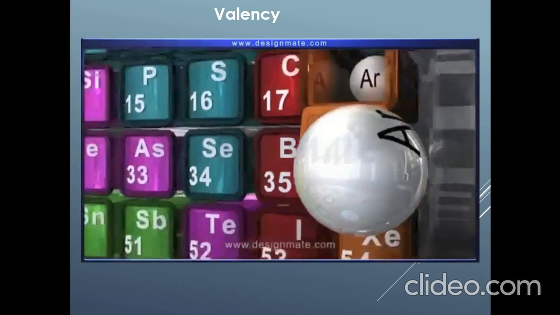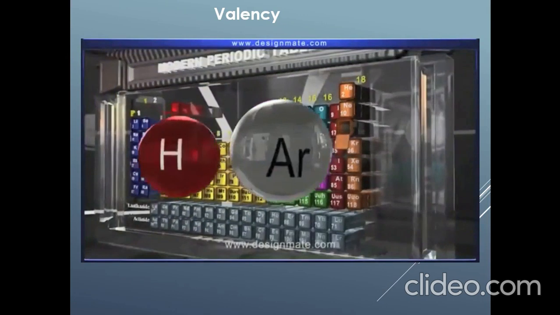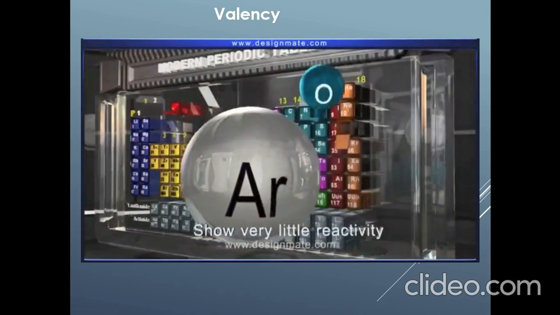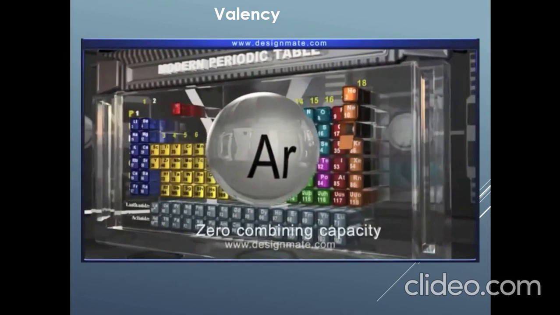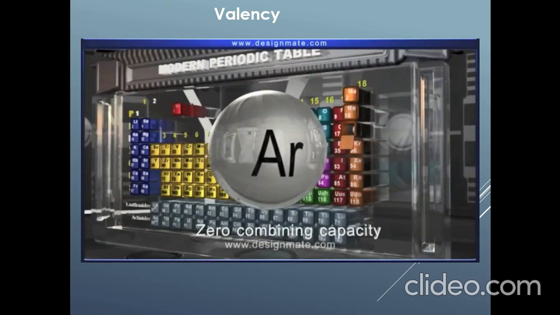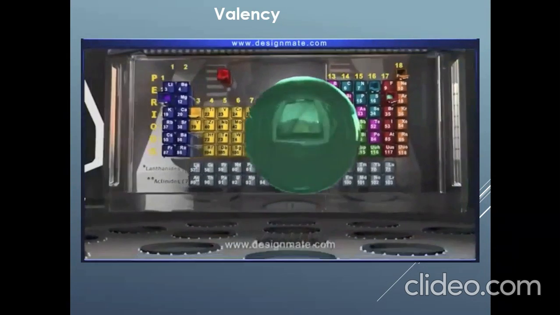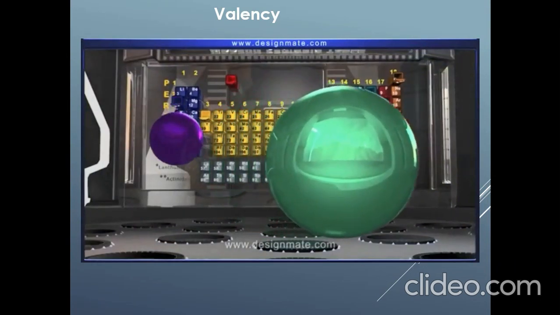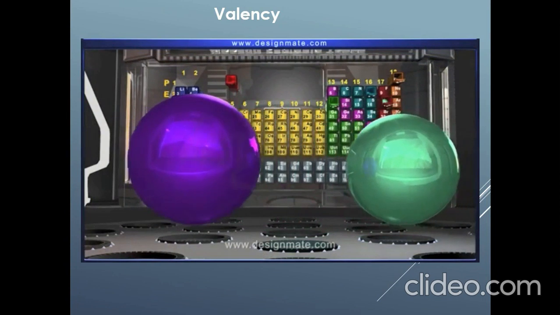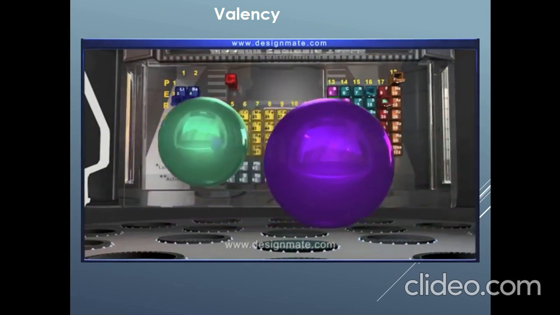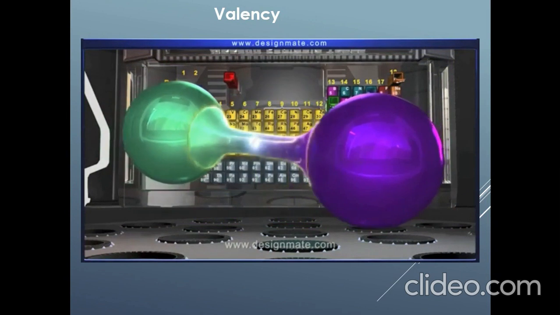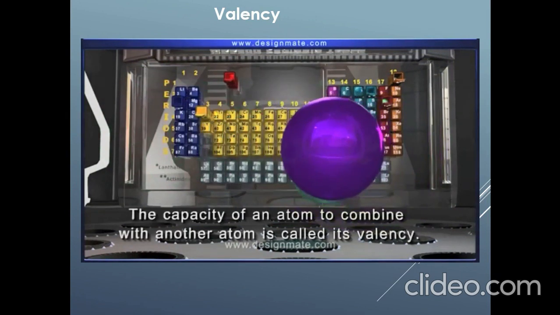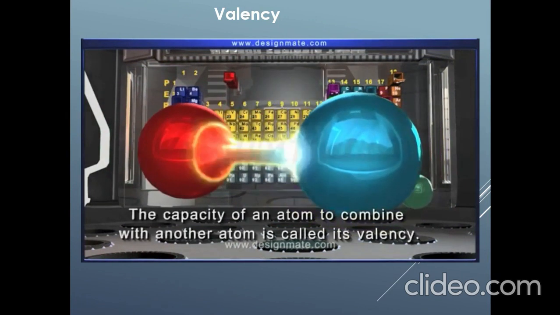The elements with a completely filled outermost orbit, containing 8 electrons, are said to possess an octet configuration. Such elements do not combine with other elements easily, and hence show very little reactivity. Therefore, they are said to have zero combining capacity. On the other hand, the elements with incompletely filled valence orbits have a tendency to complete their octet configuration by combining with atoms of the same or different kind. This capacity of an atom to combine with another atom is called its valency.